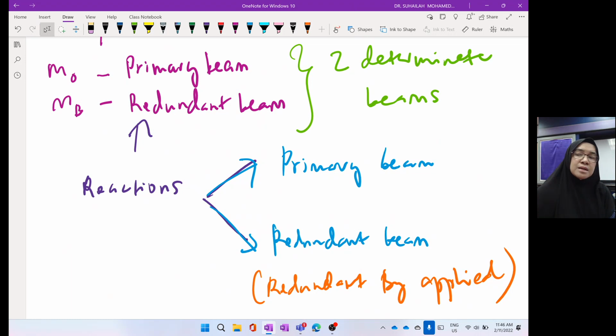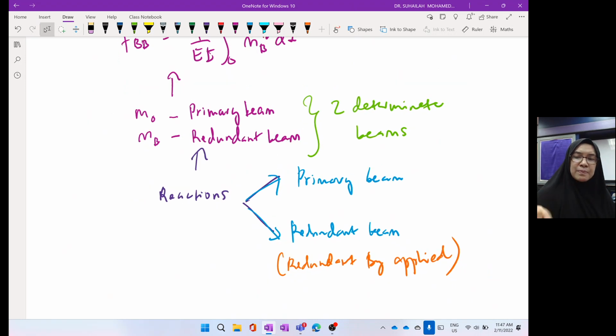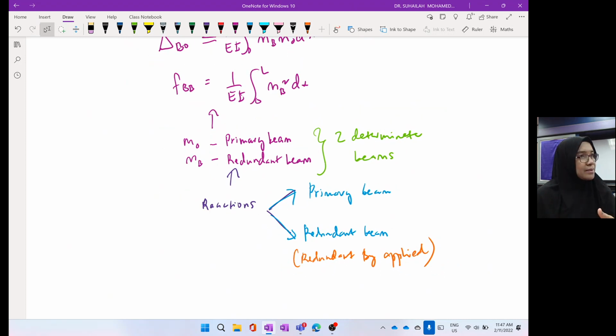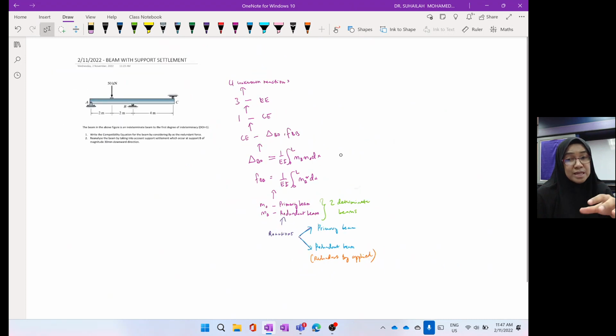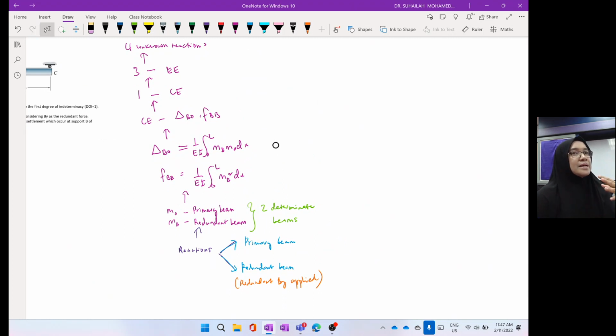So for the flexibility method, the secret is you must master these three things first. If you still have problems with them, you need to enhance your understanding. So reaction in primary and in redundant, moment equation also in primary and in redundant. From this, do you know what to do? The procedure actually comes from this. That is why I said we do it backward, in order to understand why we do each step.